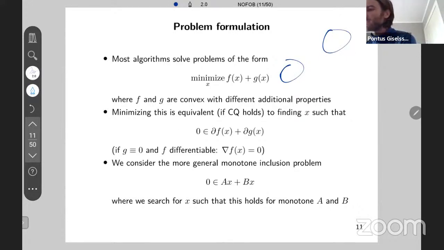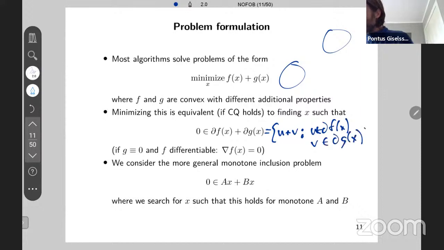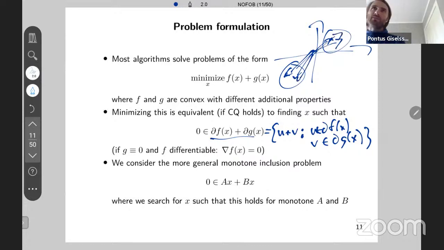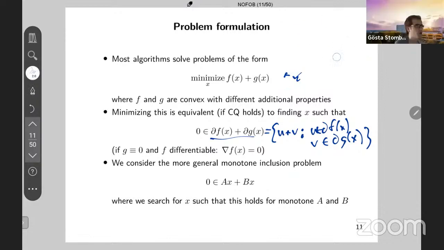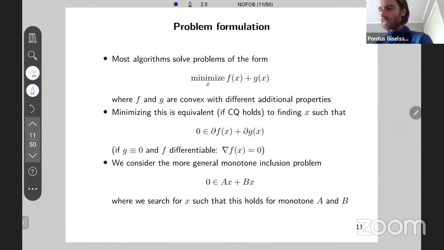Yeah. What the plus sign means is that the result is a set. We have an inclusion, so this is a set, and it is the set of u plus v such that u is in the subdifferential of f at x and v is in the subdifferential of g at x. Essentially you take u1 from here and v1 from there, add them, and this becomes one element of that set. Then you take this vector and that vector, add them to get another, and so on. So it's called the set sum or Minkowski sum. Okay, thank you. Thank you for the question.